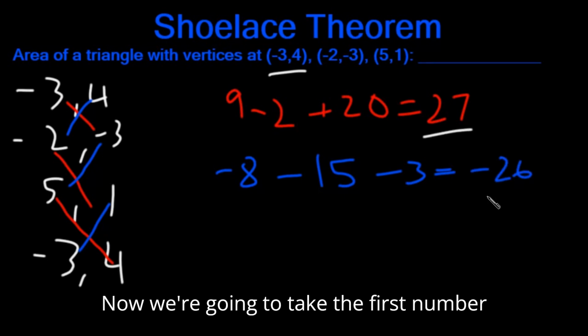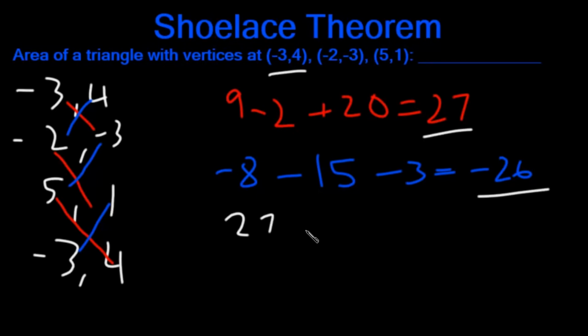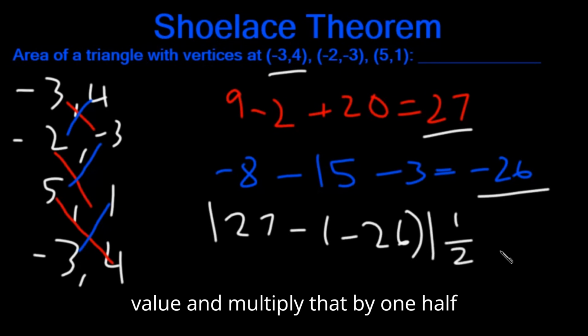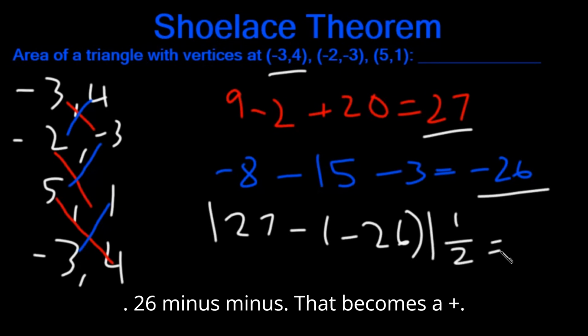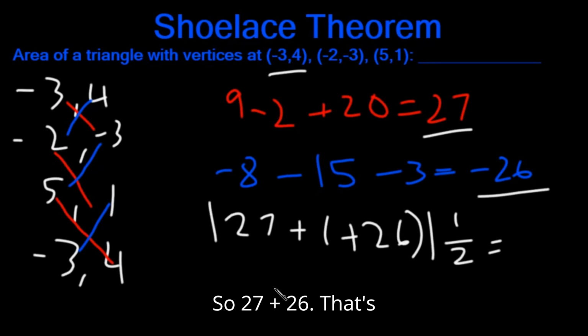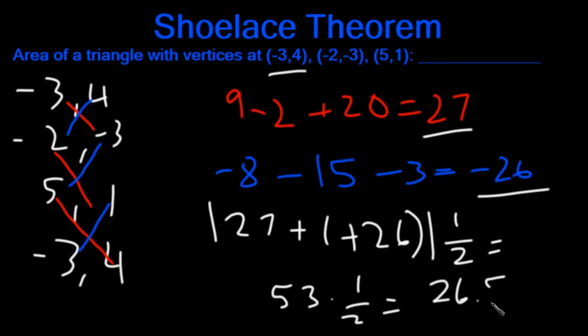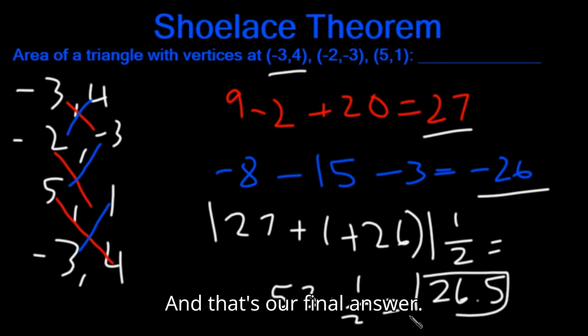Now we're going to take the first number and subtract the second number from it. Then we're going to take the absolute value and multiply that by 1/2. 27 minus -26, that becomes a plus. So 27 plus 26, that's 53, times 1/2. That's going to be 26.5. And that's our final answer.